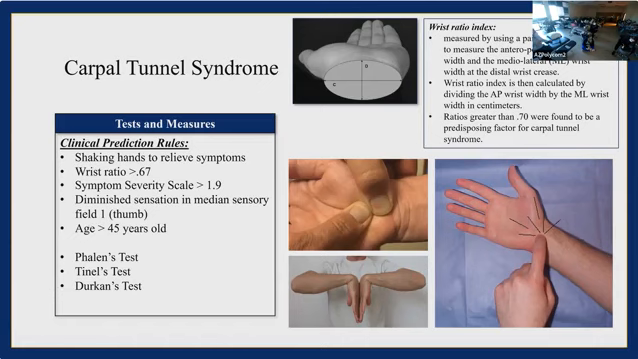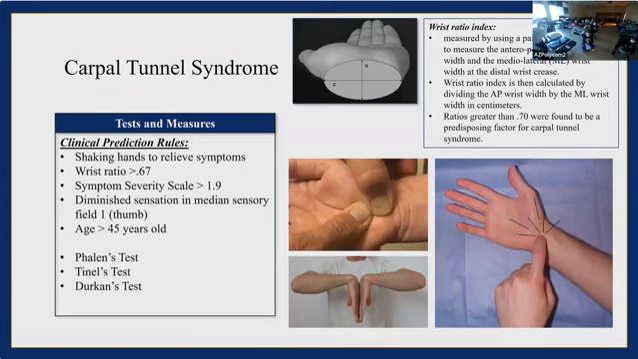Have you guys gone over any outcome measures yet? Lower extremity functional scale, QuickDASH, right? Those sound familiar? Same thing here, symptom severity scale. Number 4 is diminished sensation in the median sensory field 1, which is your thumb, and age greater than 45 years old. So if you're a 45-year-old whose hand goes numb, you do this, you probably got carpal tunnel, right? So the way you confirm it, that test right here is your Durkan's test. That's Phalen's test, as you guys did today. And this is Tinel's test.